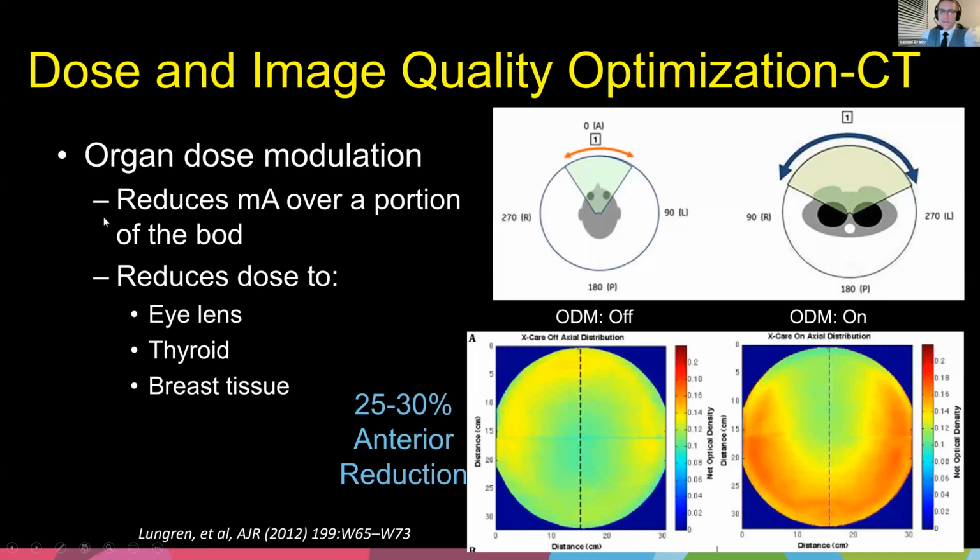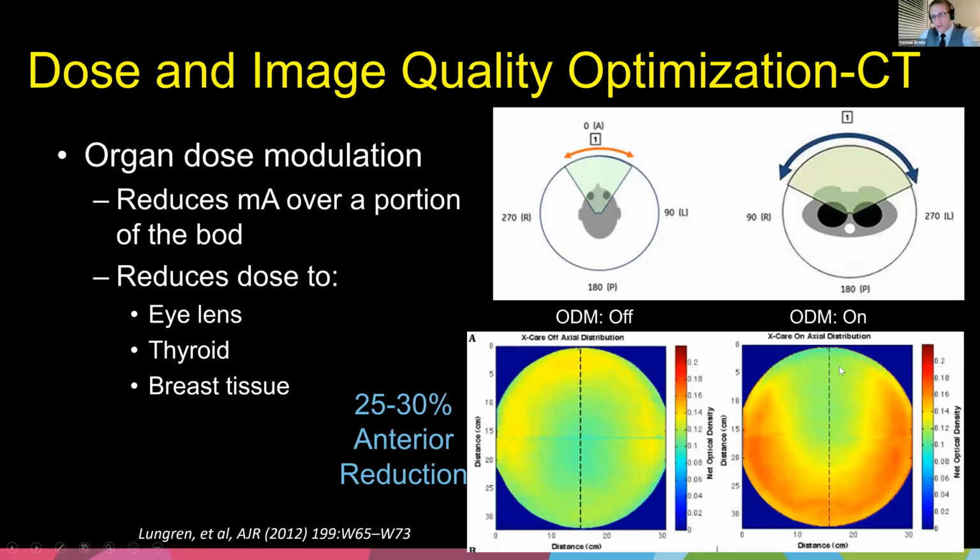But up in the head, our eyes, and down in the neck, our thyroid, those are kind of the more sensitive ones. So if we turn on organ dose modulation, here you can see this is a piece of film that I cut and I sandwiched between two CTDI phantoms. And then I imaged it with organ dose modulation off. And the dose is, for all intents and purposes, homogeneous in the volume. You're going to have a little less radiation at the dead center, and that's because of attenuation. But for all intents and purposes, the yellow is pretty much the same around the edge, and it's just a little lower in the middle.